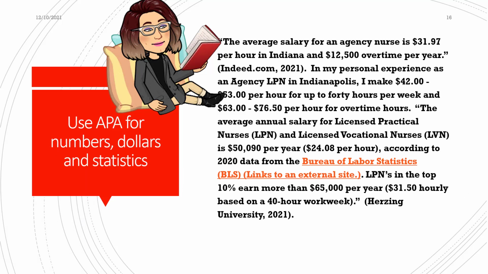Use APA for numbers, dollars, and statistics. The average salary for an agency nurse is $31.97 per hour. So when you're using all of these numbers and dollars and statistics, then you have to tell me where you got these numbers from.